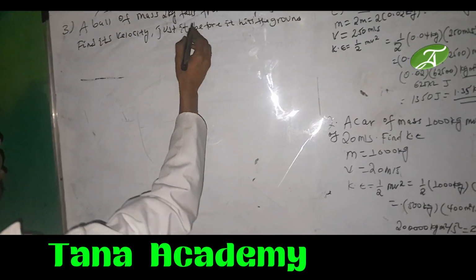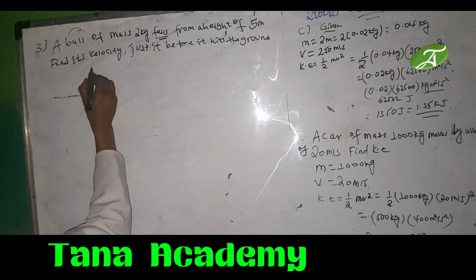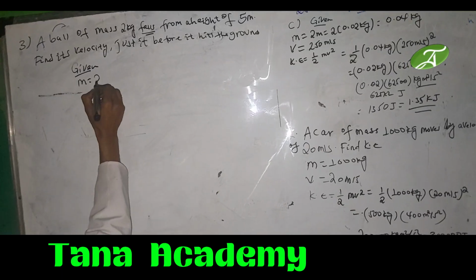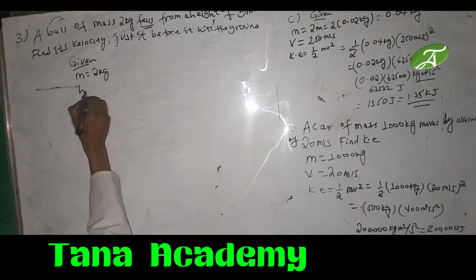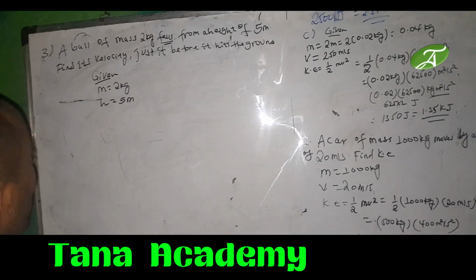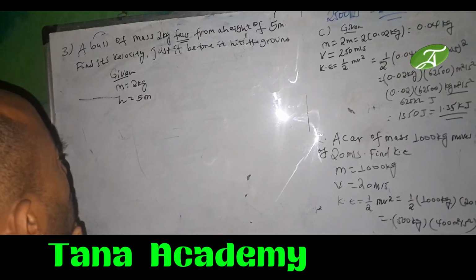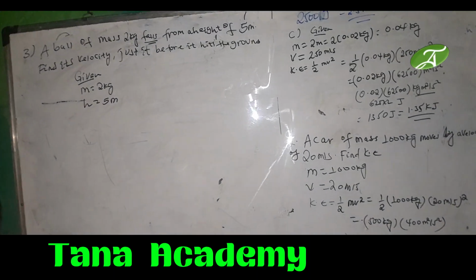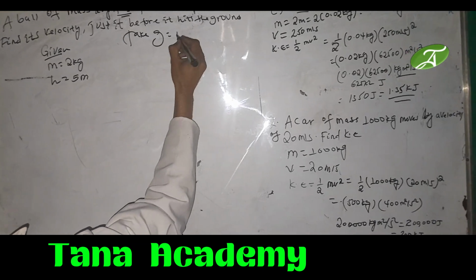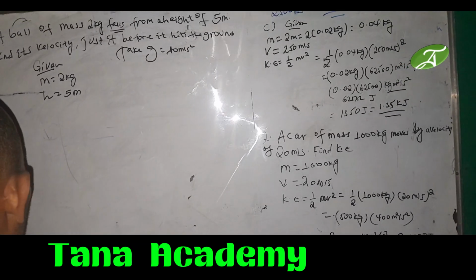That is a ball of mass 2 kilogram. First of all, we have to have the given: mass equals 2 kilogram, h equals 5 meter. If the height is in millimeter or centimeter, it must be converted to meter. And we have to take gravity as 10 meter per second square.